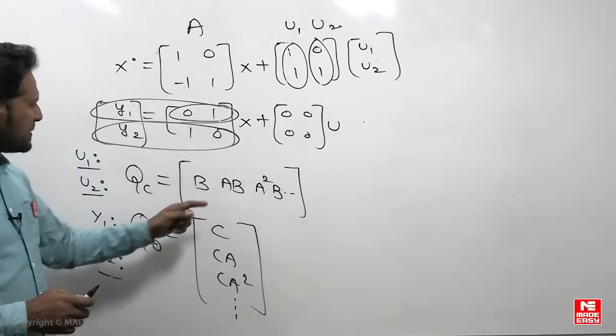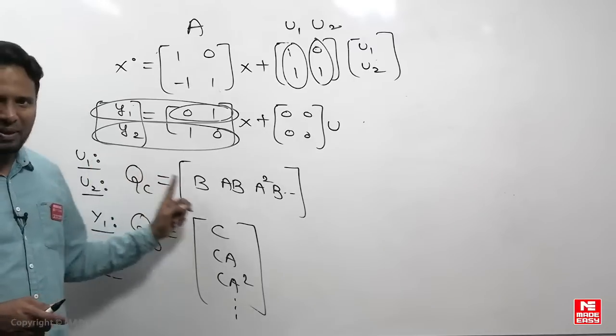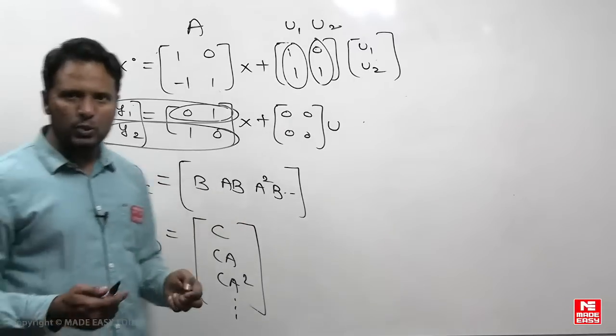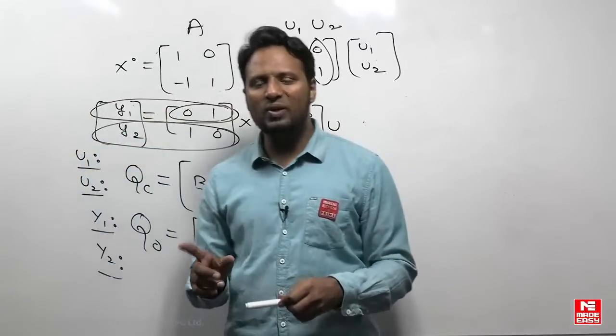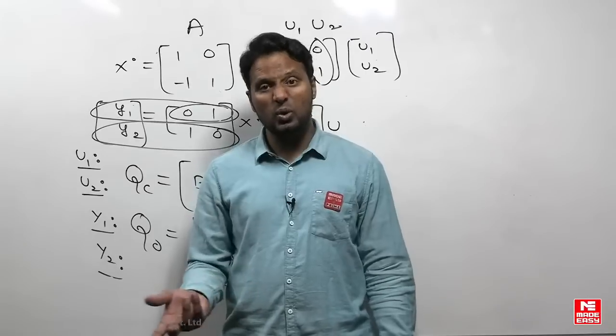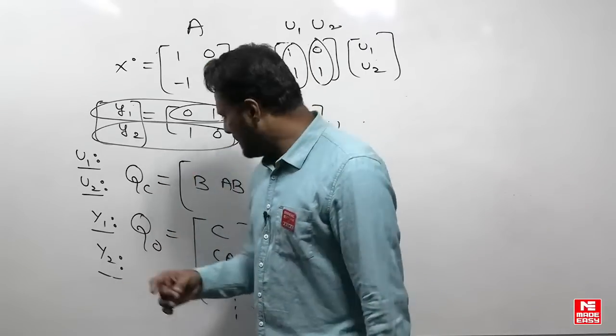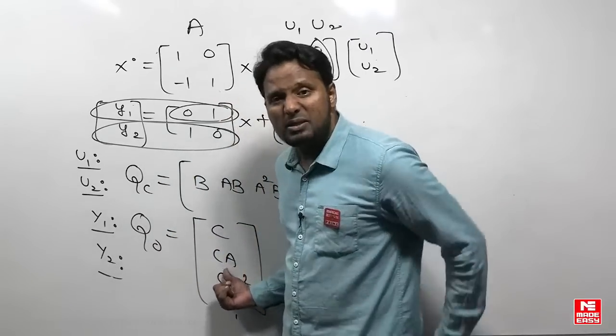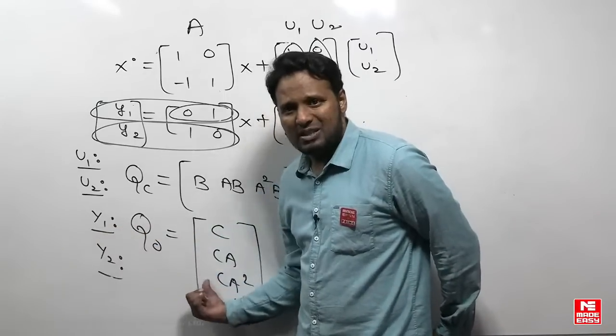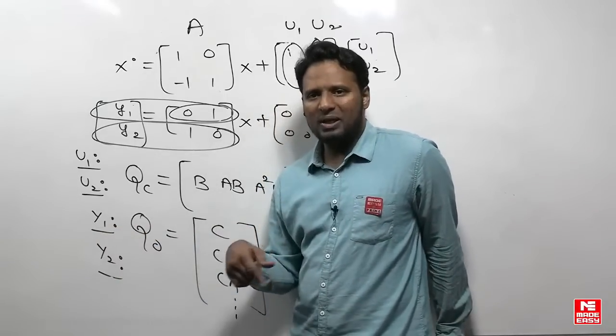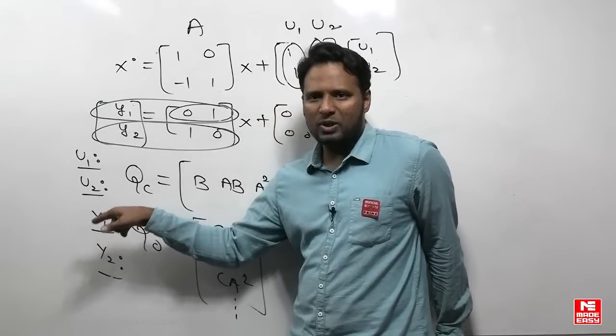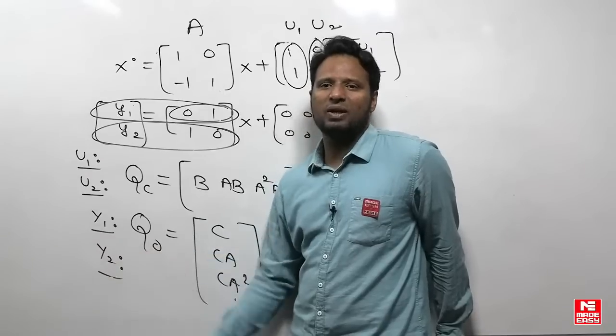Suppose the determinant comes out to be 0 with respect to U1, but non-zero with respect to U2. So what will we say? I will say that it is uncontrollable with respect to U1, but controllable with respect to U2. Suppose the determinant is non-zero with respect to Y1 and 0 with respect to Y2, then what will I say? Observable with respect to Y1, but unobservable with respect to Y2.